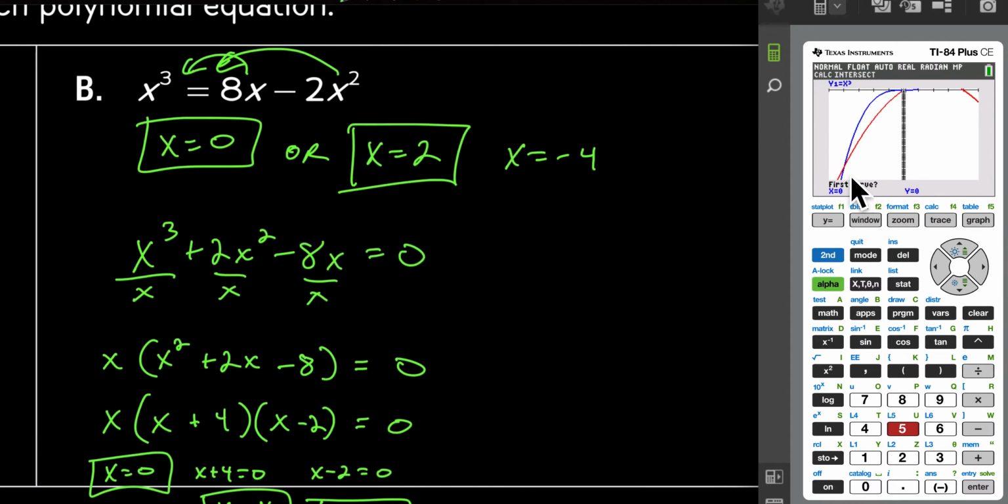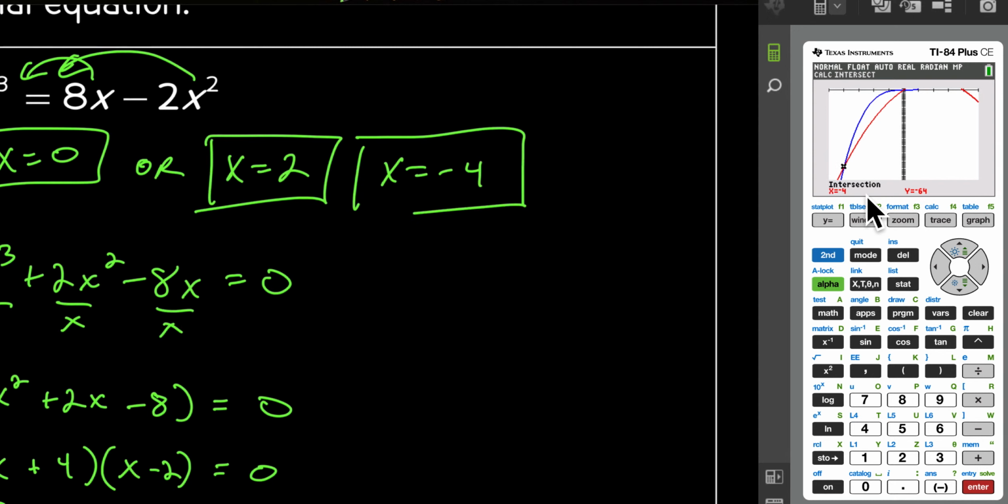The first curve is the blue curve. I say yes. The second curve is the red curve. I say yes, and they want a guess. It looks like it's at negative 1, 2, 3, 4. Negative 4 is my guess. Oh yeah, that's what it was because we did it before. So I hit enter and it tells me, yes, the intersection was at negative 4, negative whatever that y value is. So that's our third one.